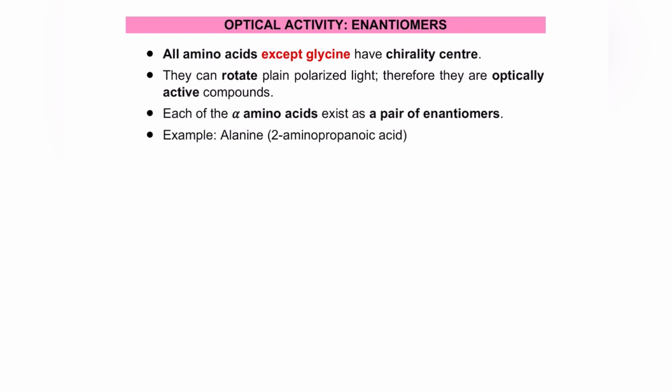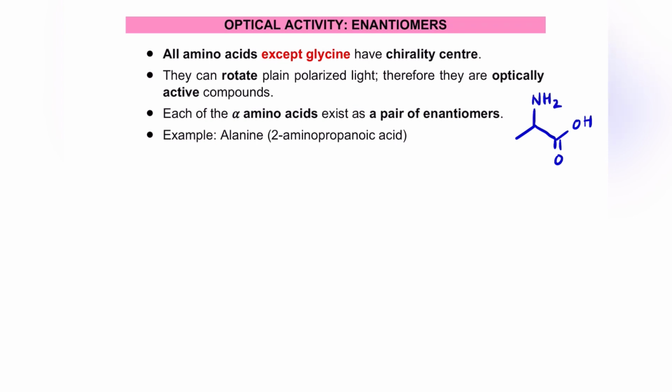So each of the alpha amino acids exists as a pair of enantiomers, so you should know how to draw the optical isomer. For example, I use alanine. Alanine is the structure of 2-aminopropanoic acid. First, I'm going to draw the general structure. Propanoic acid means 3 carbon atoms. At the first carbon, you have double bond O, OH. And then at the second carbon, you have amino.